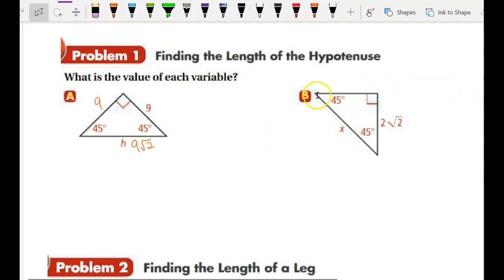Okay, so now let's look at the next problem. I see I have a right triangle. Oh, it's a 45, 45, 90. I know things about that. So the hypotenuse is equal to the length of the leg times the square root of 2. Now this looks scary. If this freaks you out, I'm going to suggest that you get rid of this number. We're going to bring it back in a second.